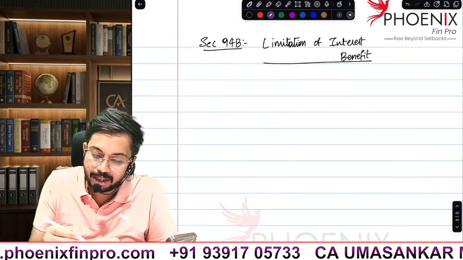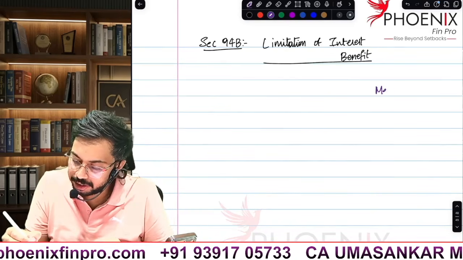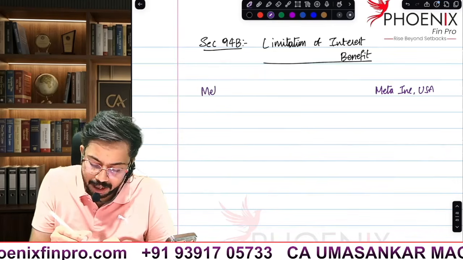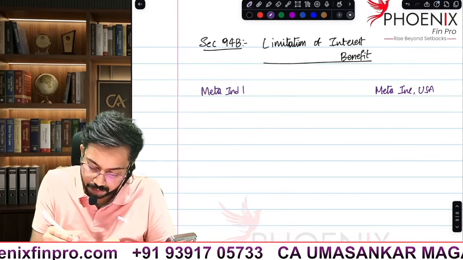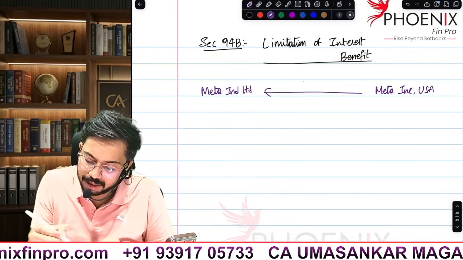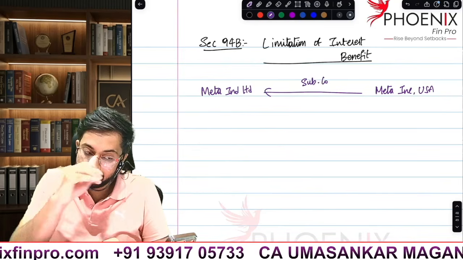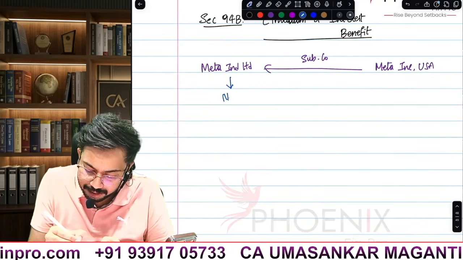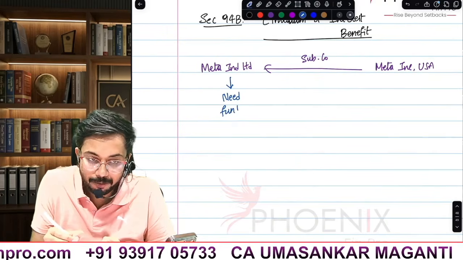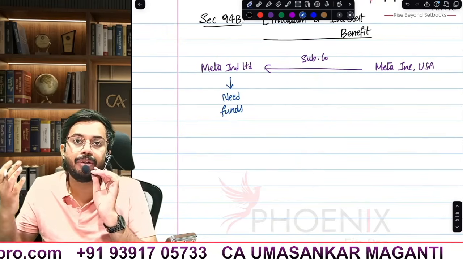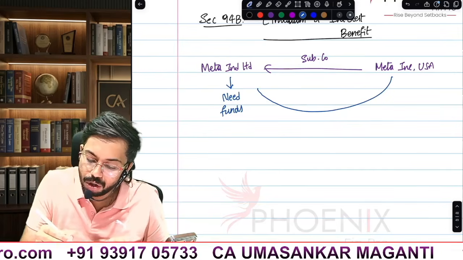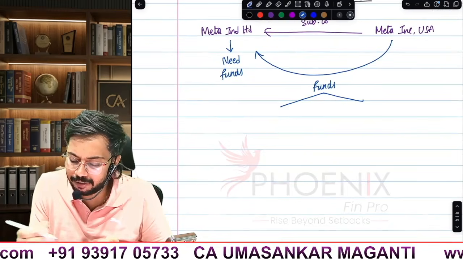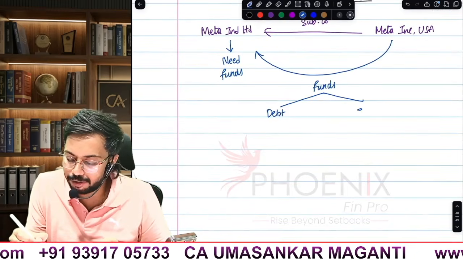First of all, there is Meta Inc. USA and there is Meta India Limited. Meta India Limited is a subsidiary company of Meta Inc. USA. Now, Meta India Limited needs funds. Who will give funds? Obviously, the parent company is going to give the funds. To give funds, the parent company has two options. Either funding can be given in the form of debt or in the form of equity.